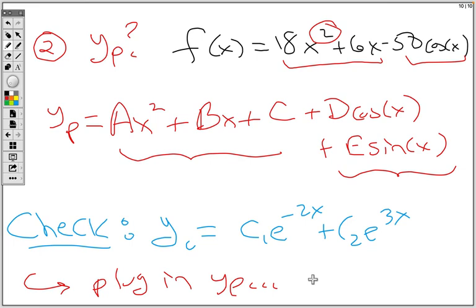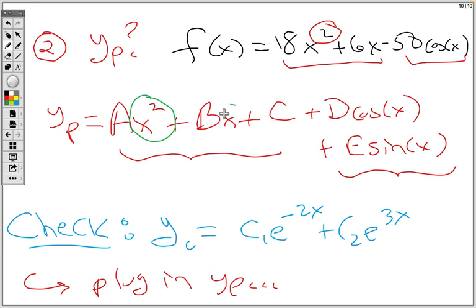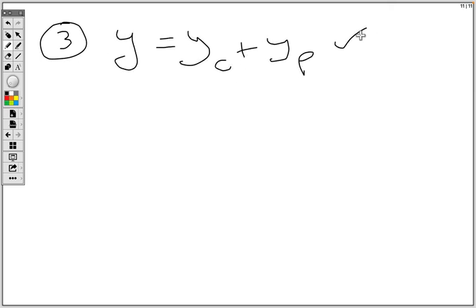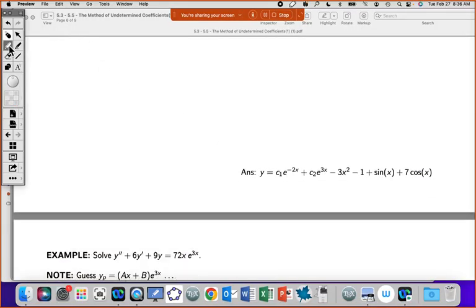And we talked last time about why that's completely legal to do, because all of these basic functions here, x squared, x, constants, cosine, and sine, all of these are linearly independent from each other. And then you get the general solution, yc plus yp. And so once again, I'll leave that to you to do it.